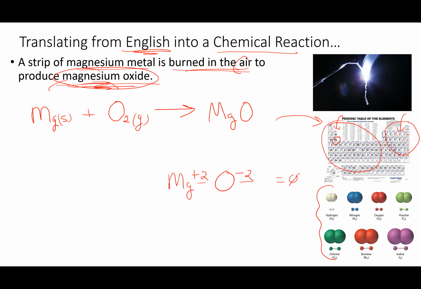If you also recall, when we talked about ionically bonded compounds, they tend to be solids at room temperature. They have very high melting points, so they are solids. And that is our chemical equation for this statement. Magnesium solid reacts with oxygen gas to yield magnesium oxide solid.